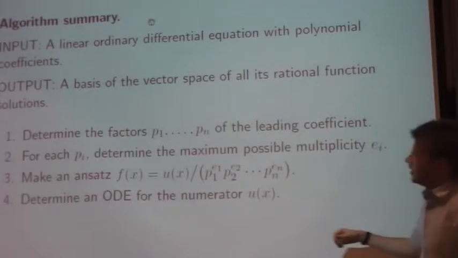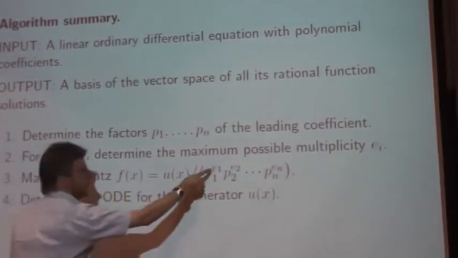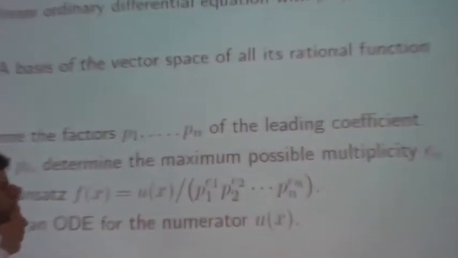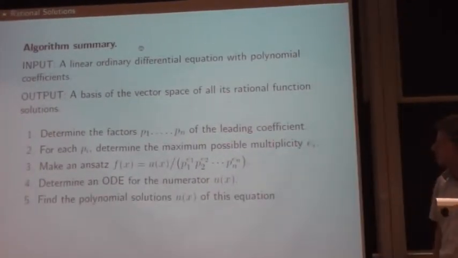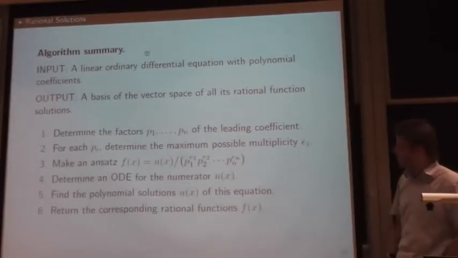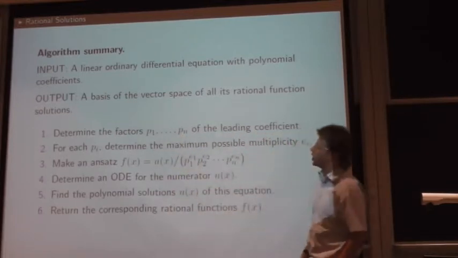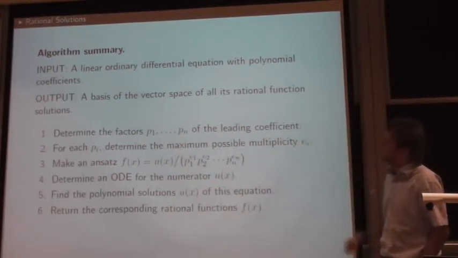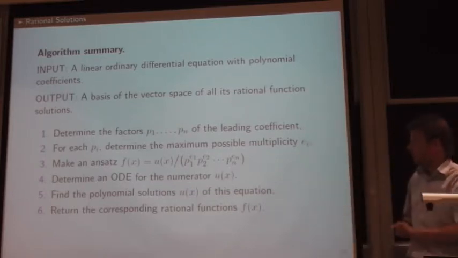And then from the given ODE for f, you construct with this pattern here an ODE for the u. And then you use the algorithm from the first part to find the polynomial solutions of this auxiliary equation. And for each polynomial solution u, this f is a rational solution of the given equation, and vice versa. They are in one-to-one correspondence. Questions?